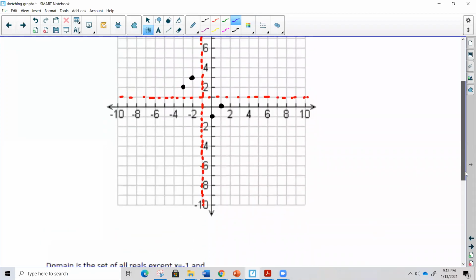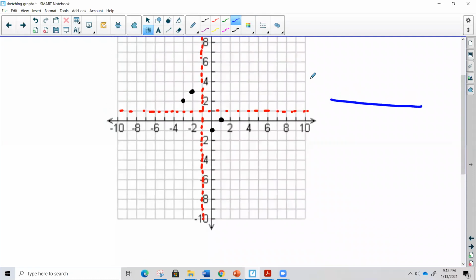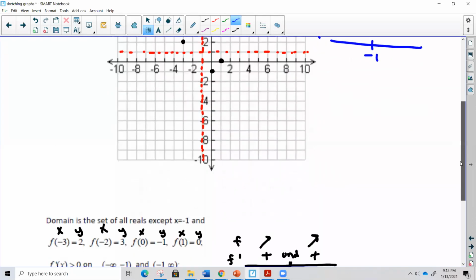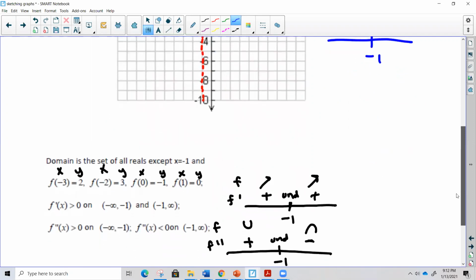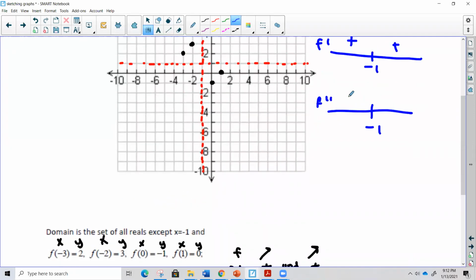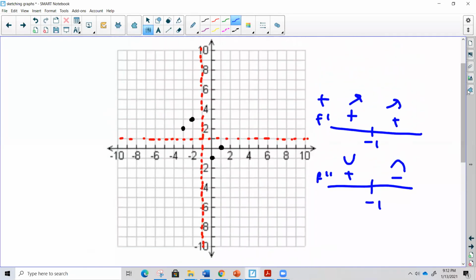Okay, so then I'm going to write my sign charts up here to help me a little bit better so I don't have to keep scrolling up and down. So this one was positive, positive. Okay, so my function is always increasing. And then they said it was positive and then negative. So it starts concave up and then it's concave down. So I need to draw my function going through these points, increasing and concave up.